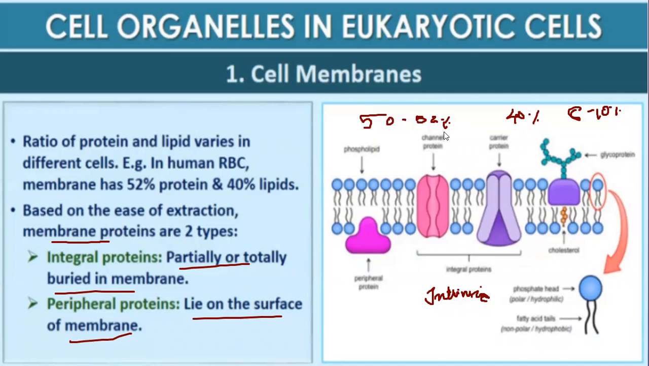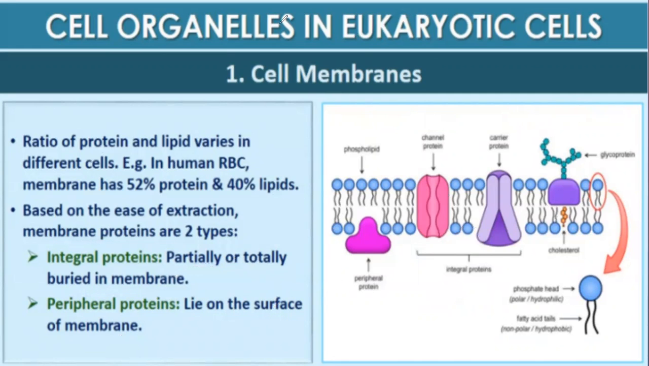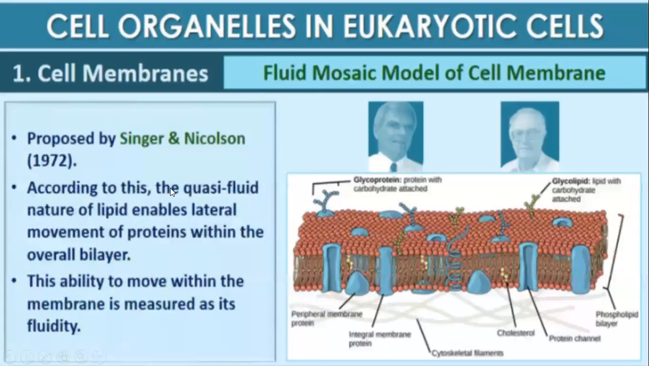Clear with the intrinsic and extrinsic protein? In this lipid bilayer, the proteins are just embedded. So it looks like protein icebergs in a vast lipid sea. Clear with that? So this is the fluid mosaic model proposed by Singer and Nicholson in 1972.